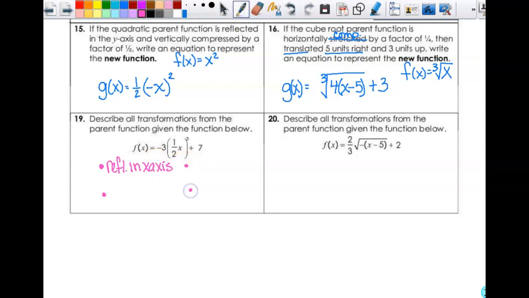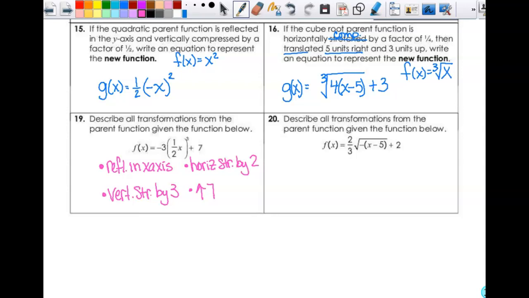Write too big. Then this 3, it's outside of the operation, so it happens after we cube it. So that means this is a vertical stretch. You can't just say vertical stretch, it's a vertical stretch by 3. This 1/2 is being multiplied inside before the operation, so it affects x. X lies, so even though that's smaller, it's actually a horizontal stretch, and you have to use the reciprocal, by 2. Then the 7 means we go up 7.